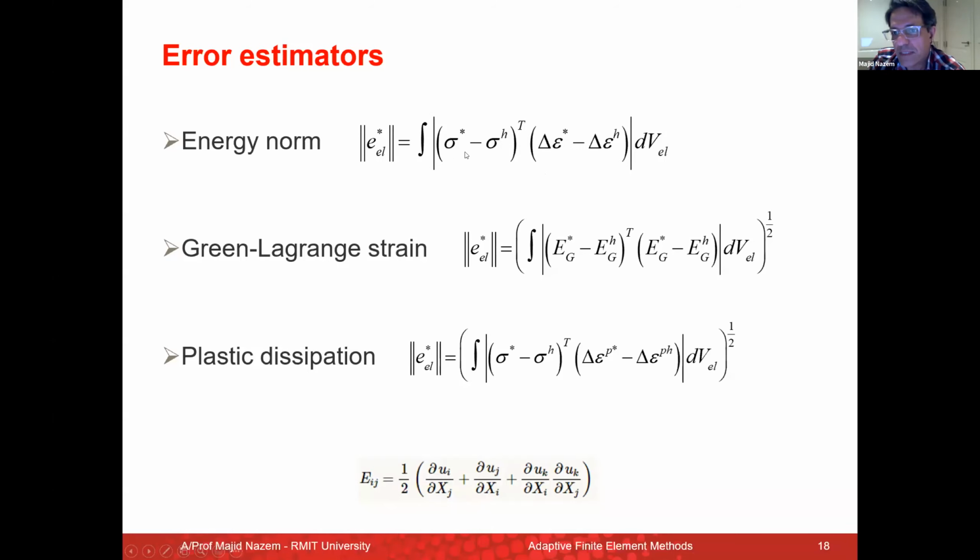Energy norm takes advantage of the true stress sigma, or the Cauchy stress, as well as the linear strain. Green-Lagrange strain includes a linear term, like a simple strain, as well as a nonlinear term. The plastic dissipation is very similar to energy norm, but the difference is that we use the incremental plastic strains rather than the total strain for working out the plastic dissipation.